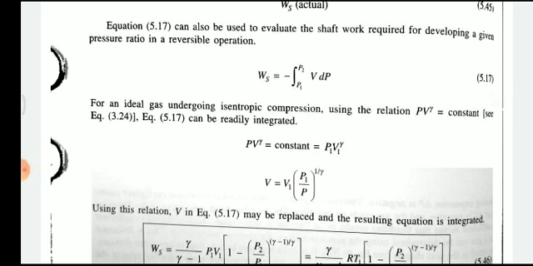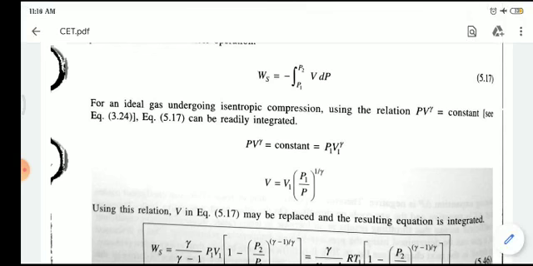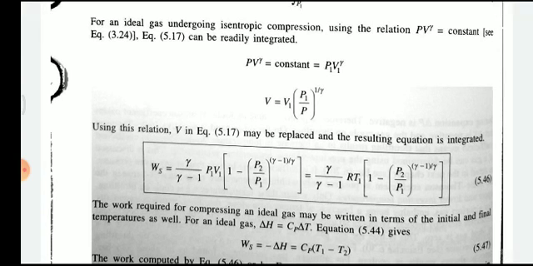So Ws is equal to the integration of minus V dP from P1 to P2. For an ideal gas undergoing isentropic compression, using the relation PV raised to gamma is constant, which we already discussed and derived, P1 V1 raised to gamma is also constant. Comparing these two, PV raised to gamma is equal to P1 V1 raised to gamma, so V is equal to (P1 by P) raised to 1 by gamma times V1. Now put this value of V into the integral, and the result is given here.